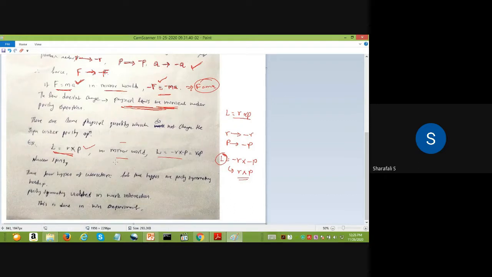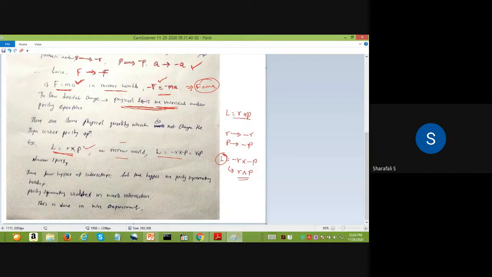Okay, now if you consider the different interactions or forces in nature, there are four different types of interaction or forces that exist in the world.